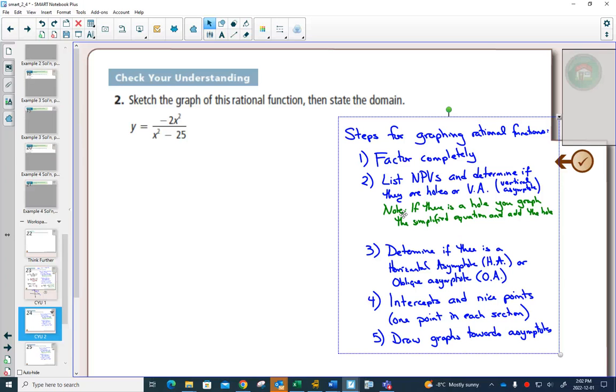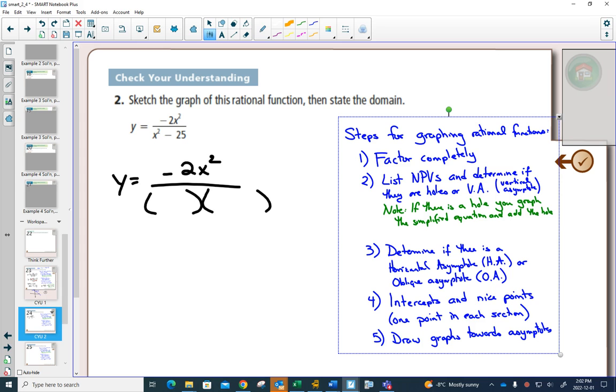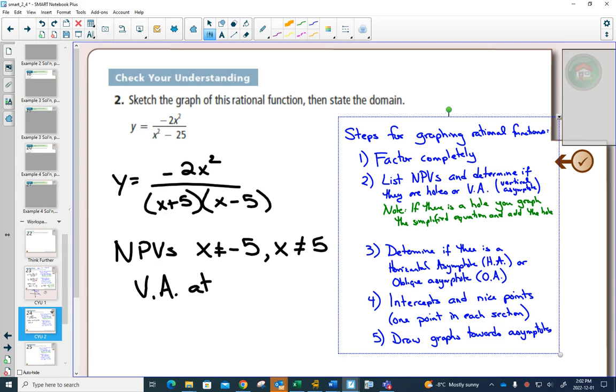Example number 2, we start by factoring. The bottom is a difference of squares, x plus 5, x minus 5. Do we have any non-permissible values? Yes, x can't equal negative 5, x can't equal 5. And since they don't cancel out, they will both be vertical asymptotes.